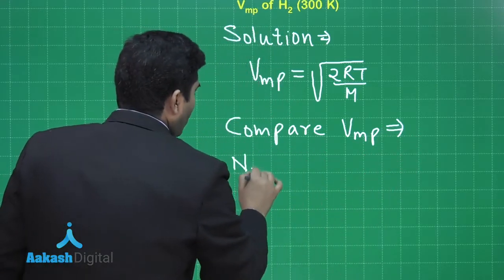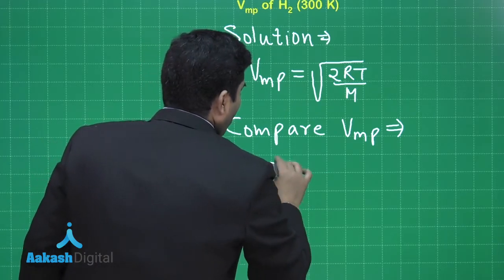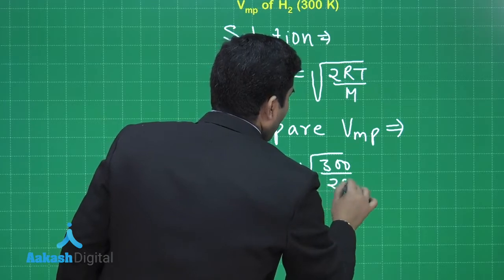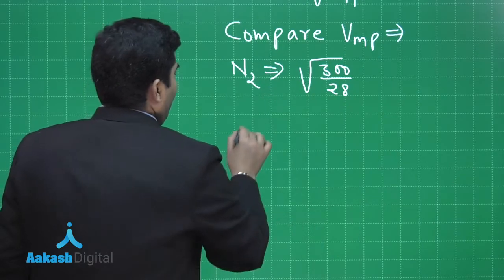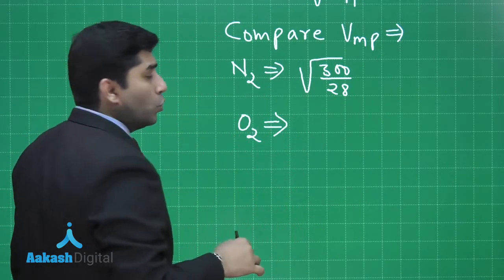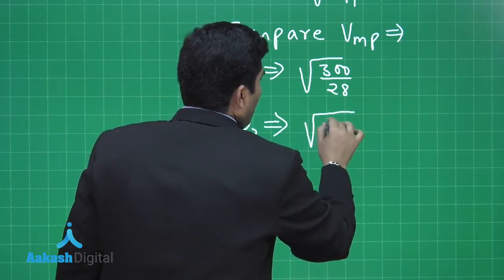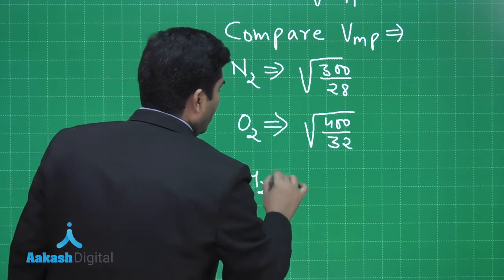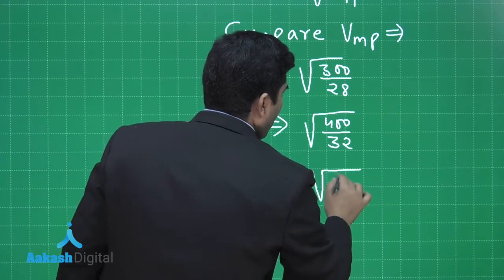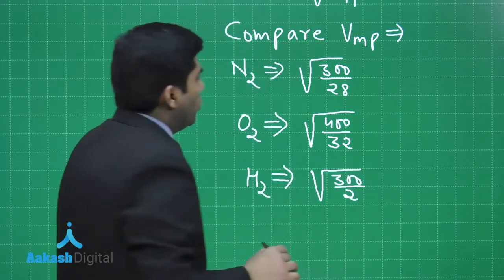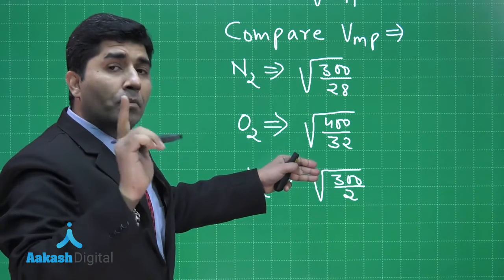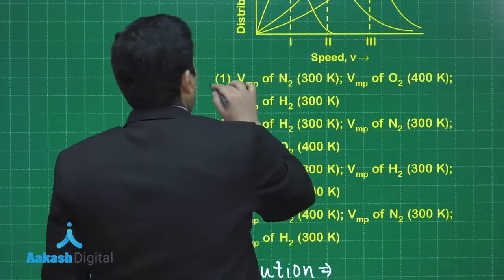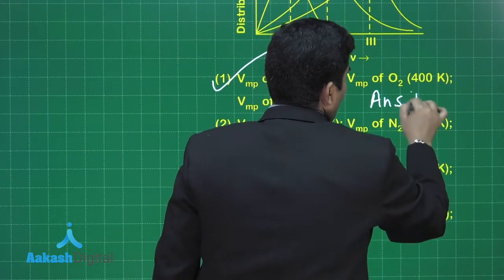by, if we take nitrogen, it will be temperature 300 and molar mass 28. If we take oxygen, it corresponds to 400 by 32, and hydrogen corresponds to 300 by 2. So these values are directly proportional to the most probable velocity, and if we compare these values, we will get the answer which is option number 1. So the answer is option number 1.